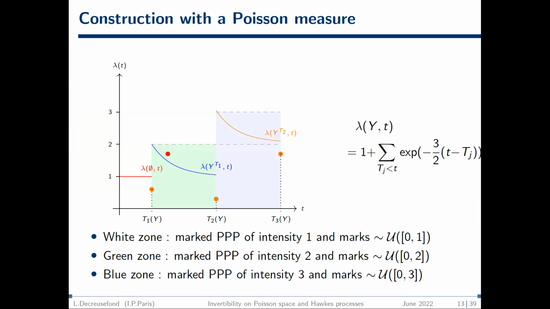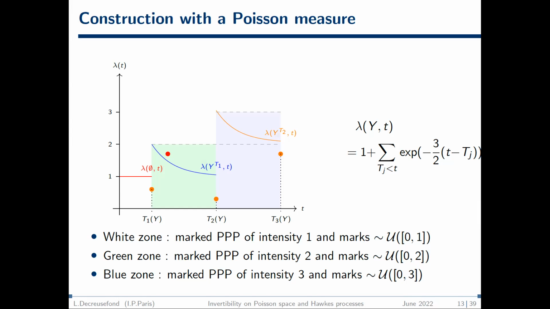It is a construction which is based on a Poisson measure. Here, lambda of y and t is given by 1 plus, and I choose this particular form of phi, which is exponential of minus 3/2 times x. So lambda of y and t is 1 plus this quantity. You start with 0, and as long as you don't have a jump of y, lambda y of t is equal to 1. So that means that the first jump of y will be an exponential of parameter 1.